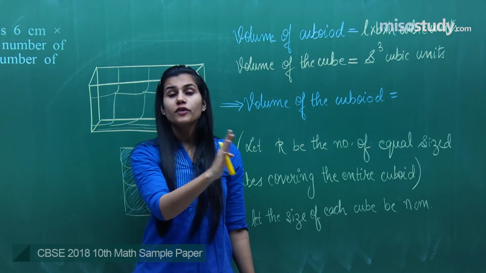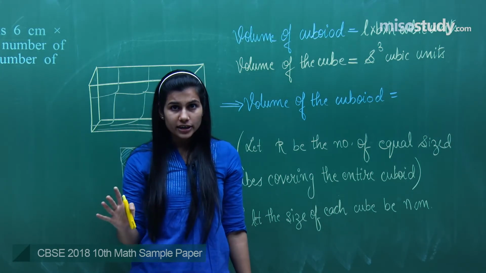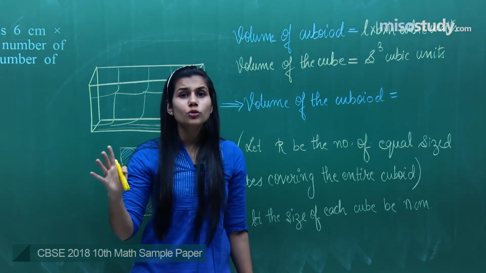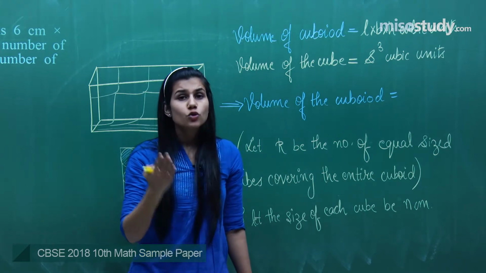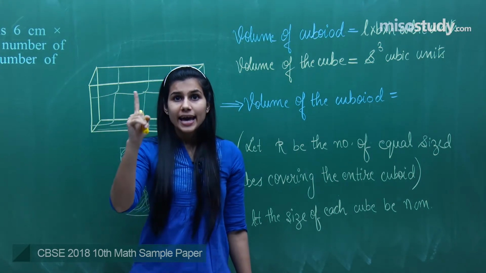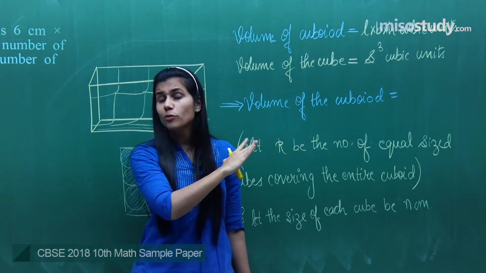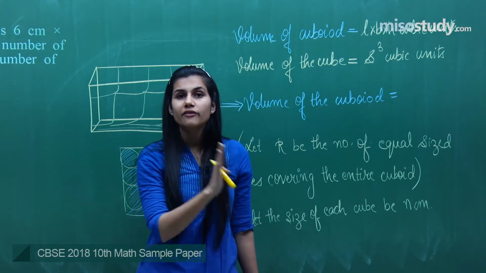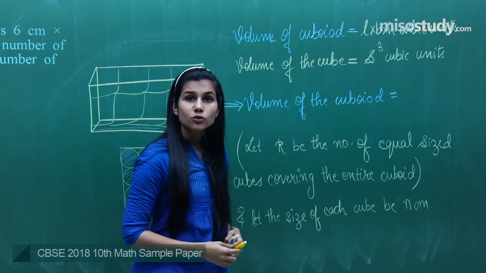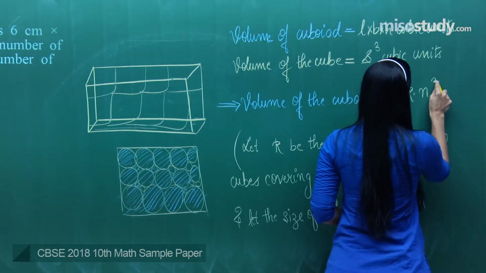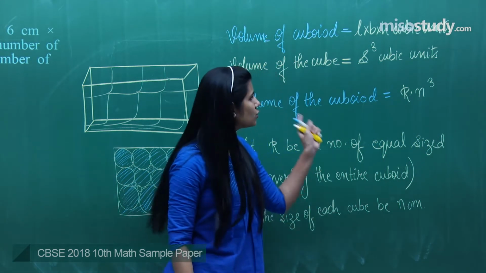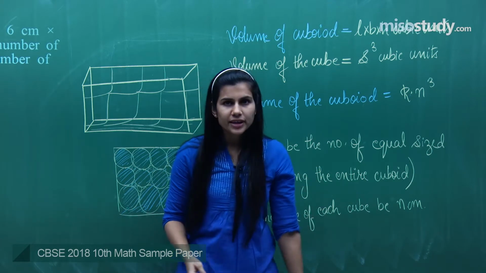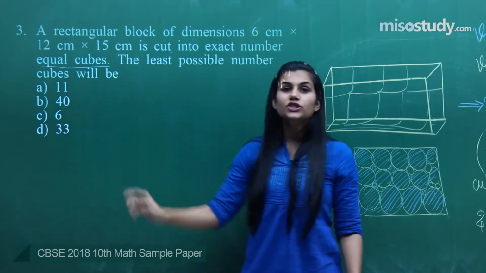We have to add the volumes of all the cubes which are covering the entire cuboid. And when I add the volumes of all the small equal sized cubes which are covering the cuboid, that added up volume is going to come out to be equal to the volume of the cuboid, right? So what is the added volume of all the cubes? n cube plus n cube plus n cube, k times. So k times n cube is the volume of all the cubes which are covering the entire cuboid. And so the volume of the cuboid will be equal to k times n cube. This added up volume will be equal to the volume of the cuboid, which is length into breadth into height, which is 6 into 12 into 15.